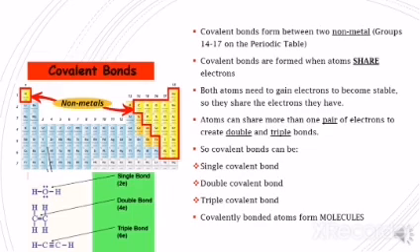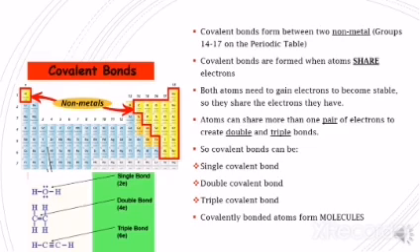Atoms can share more than one pair of electrons to create double and triple bonds. So covalent bonds can be of three types: single covalent bond, double covalent bond, and triple covalent bond. Covalently bonded atoms form molecules.